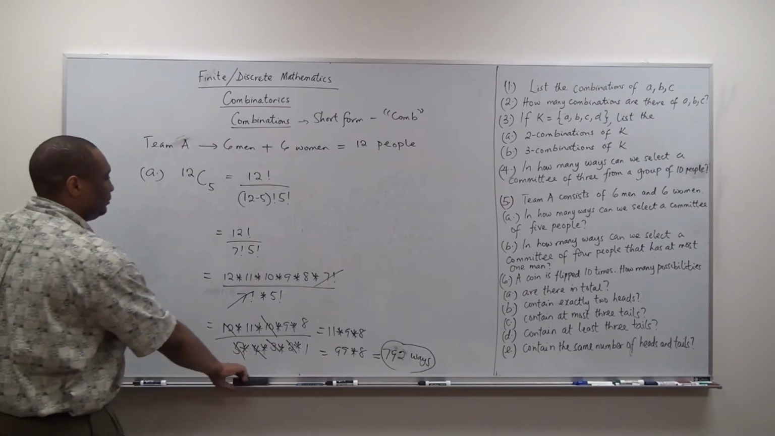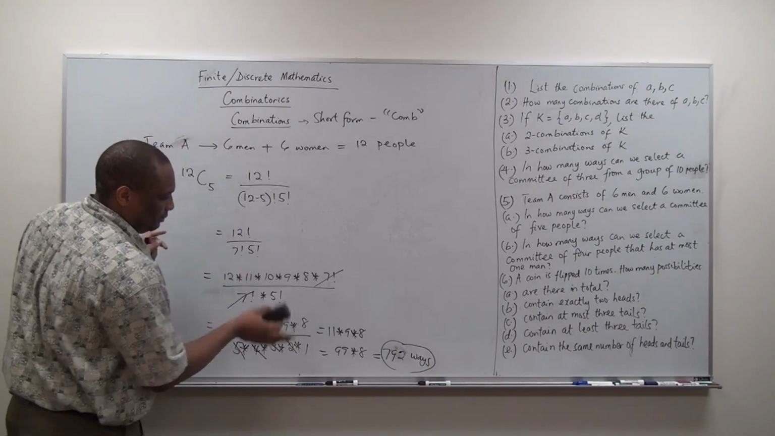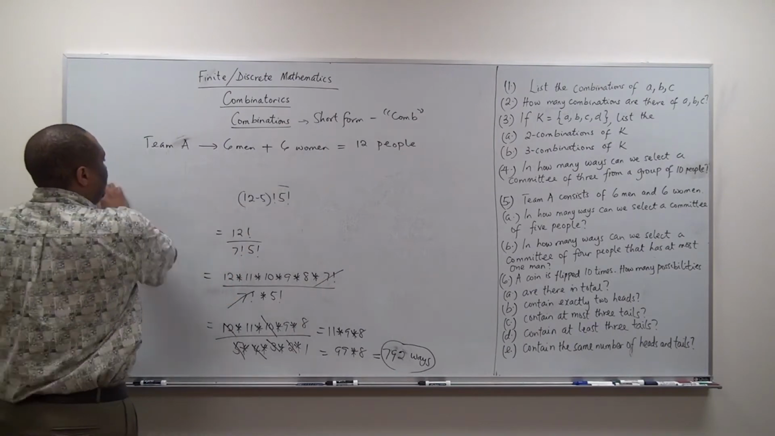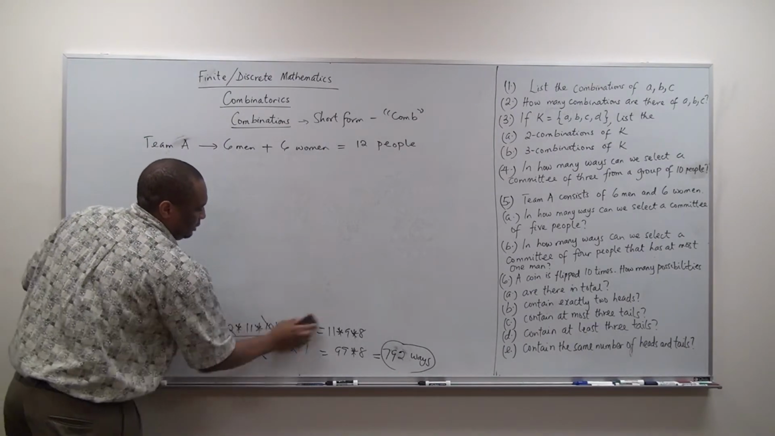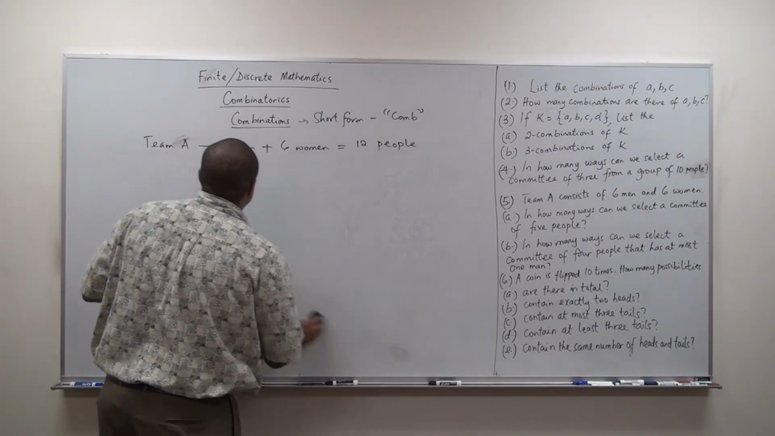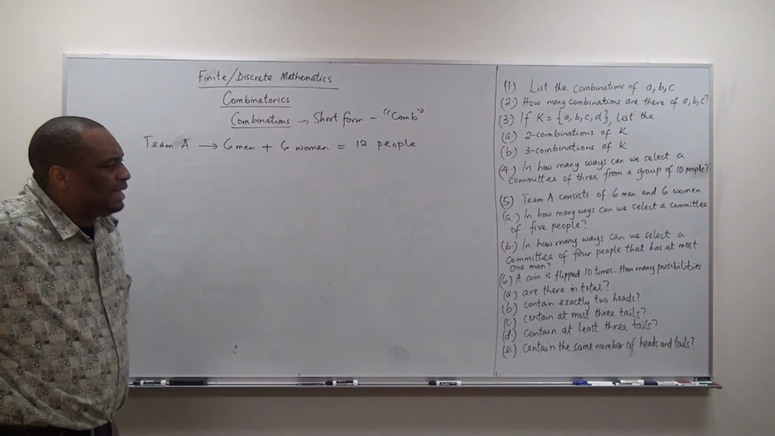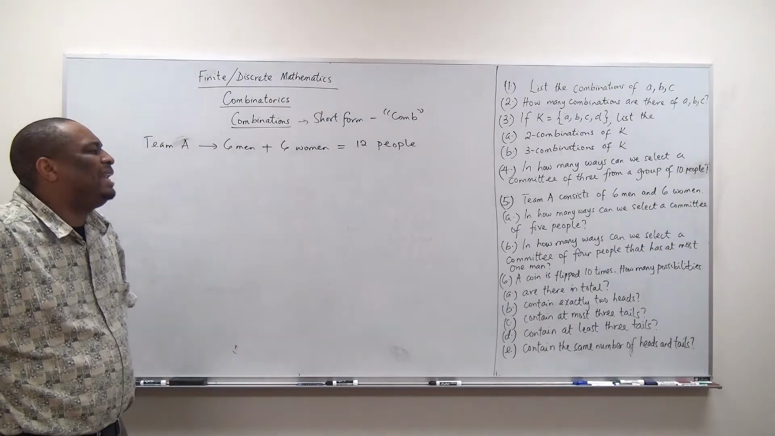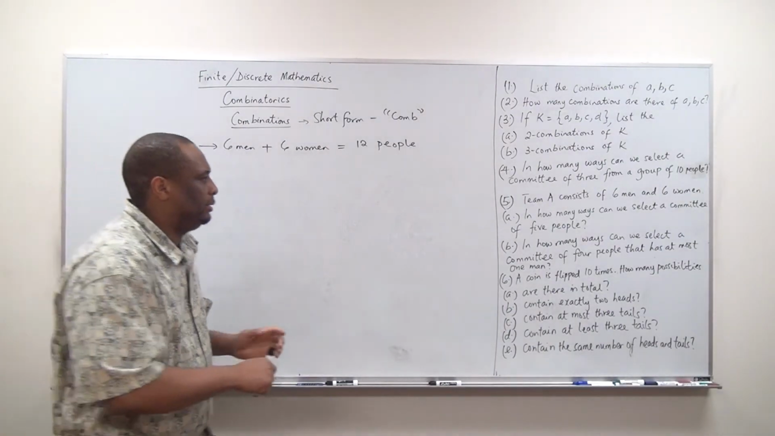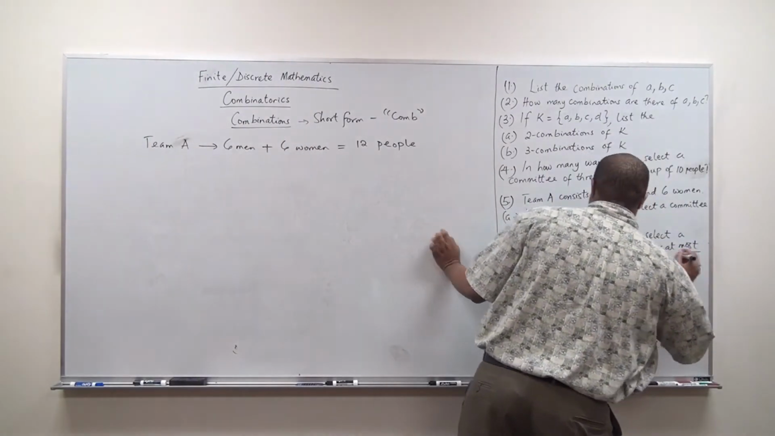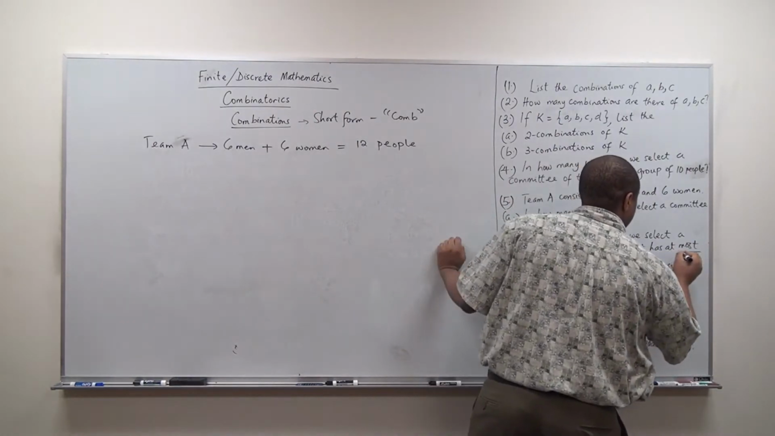Now let's go to B. I need to erase. You can pause it and write. Yeah. Okay. Then B. How many ways can we select a committee of 4 people that has at most 1 man? At most 1 man.